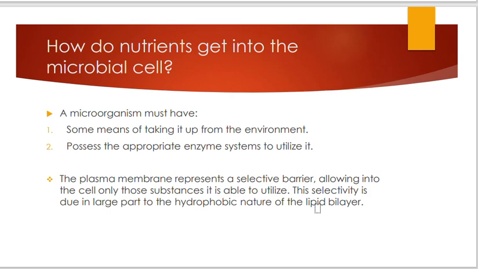So now let's discuss how nutrients get into the microbial cells. We have discussed the different parts of eukaryotic as well as prokaryotic cells. We will now discuss how different nutrients get inside the microbial cells. A microorganism must have some means of taking nutrients up from the environment. Different microorganisms must have the means, or kakayahan, to take up nutrients from the environment.